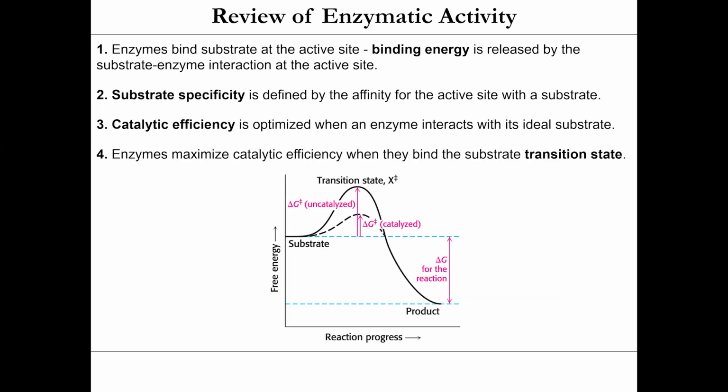And then lastly, enzymes maximize their catalytic efficiency when they bind the substrate's transition state. So here, if you'll remember this figure, we have a substrate that proceeds to product by first going through the transition state, and enzymes function to lower the energy of activation by binding that transition state, and that's what increases the rate of reaction. So these are just a few points before we get started today with specific catalytic mechanisms that I just want to emphasize when you're thinking about enzymes for the rest of the lecture.